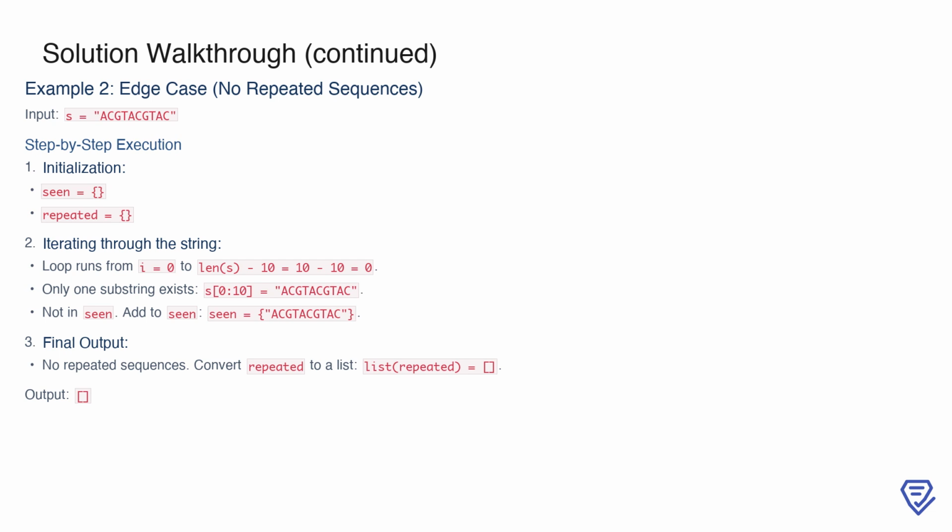We begin by initializing the seen and repeated sets. This time, the length of the string is exactly 10, so the loop runs only once, starting at i equals 0. The single substring extracted is ectac, which is added to the seen set because it hasn't been encountered before. Since there are no additional substrings to process and no repeats, the repeated set remains empty. Converting this to a list gives us the final output, an empty list, indicating no repeated sequences were found.